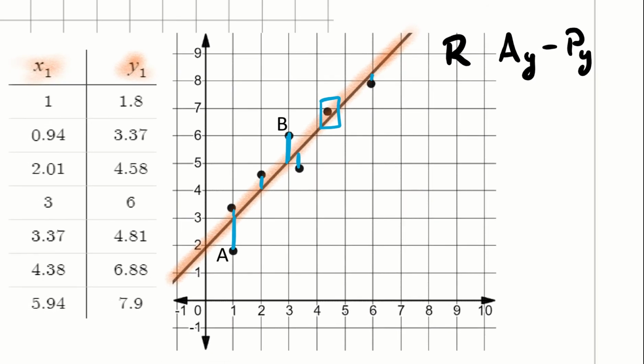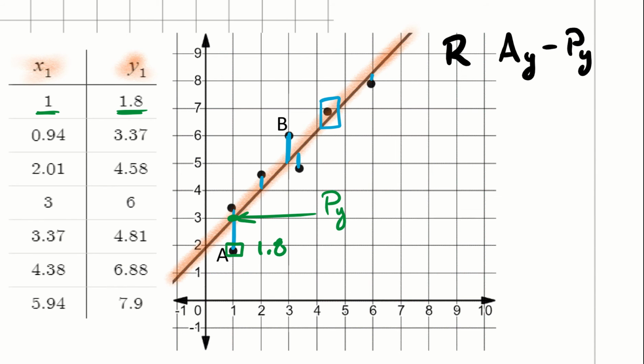If I was to find the residual for A first, that's going to be the difference between, again, the actual and the predicted. The actual value of A is the y value at this point. It's 1.8. That's the value that I read for this data point A when x is 1. The data point stored in my table is actually 1.8. There's another value here, right? It's the value that the model says y should be. This is the predicted y value.